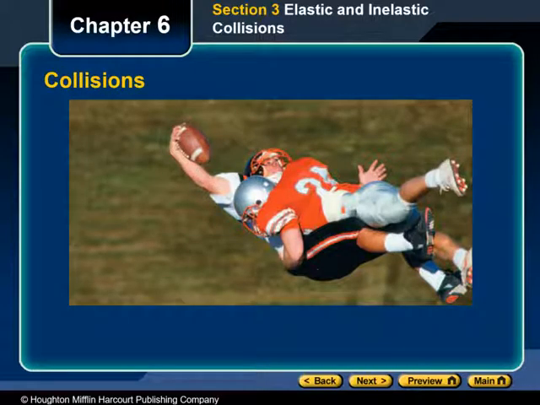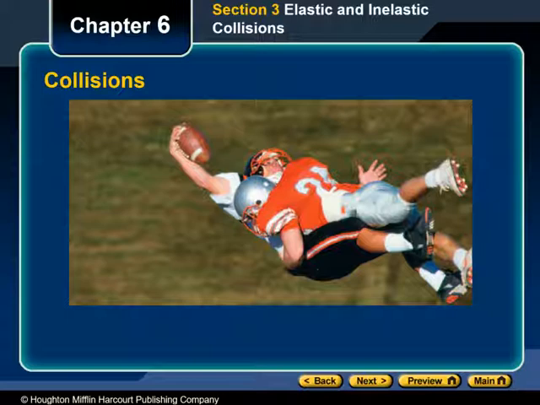Chapter 6, Section 3, Elastic and Inelastic Collisions. As you go about your day-to-day activities, you probably witness many collisions without really thinking about them. In some collisions, two objects collide and stick together so that they travel together after the impact. An example of this action is a collision between football players during a tackle, as is shown on the screen here.